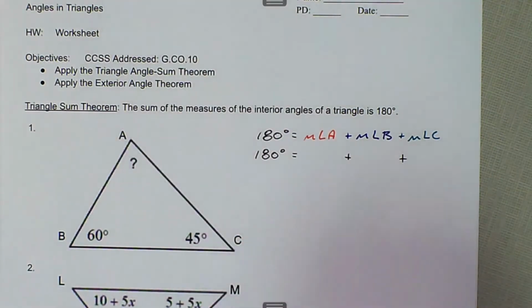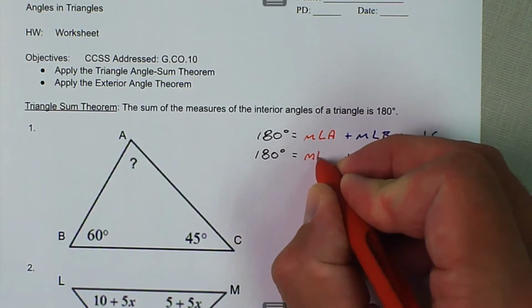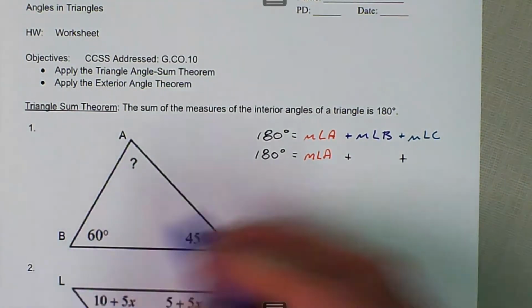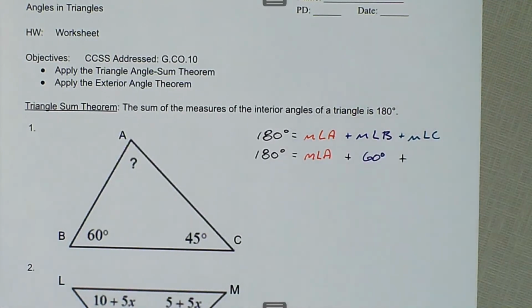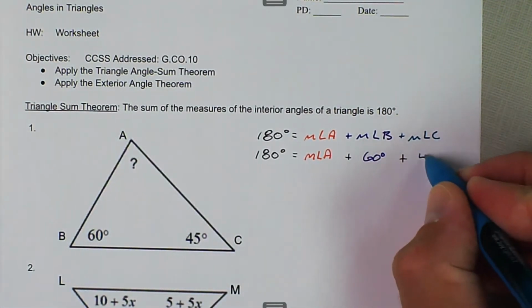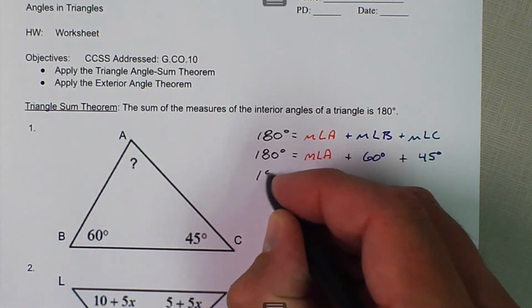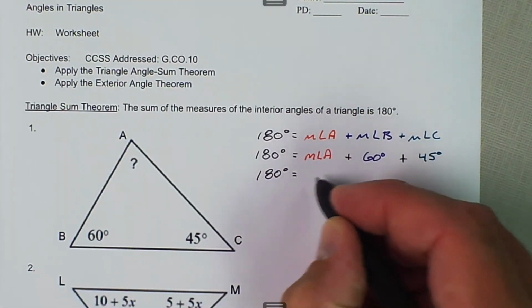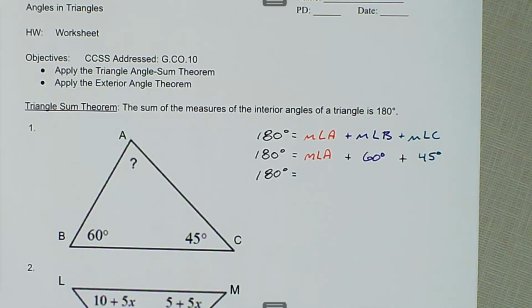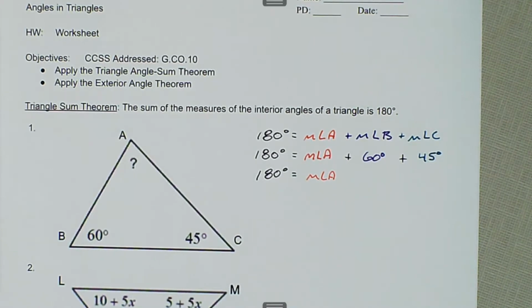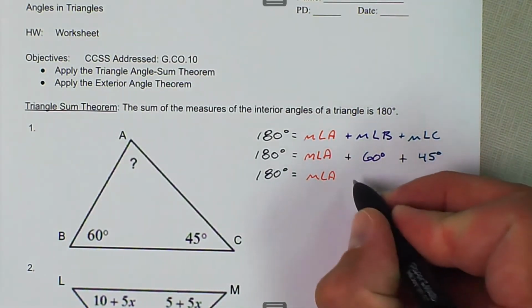We still don't know the measure of angle A, so I'm just going to leave it as that, measure of angle A. We could substitute in an X there if we wanted, but I'll leave it as that for this example. The measure of angle B is 60 degrees. The measure of angle C is 45 degrees. And then we can combine like terms. So we get 180 degrees is equal to the measure of angle A plus 105 degrees.